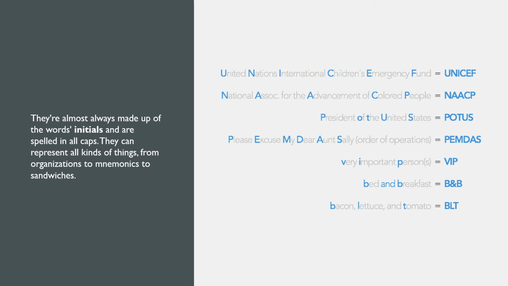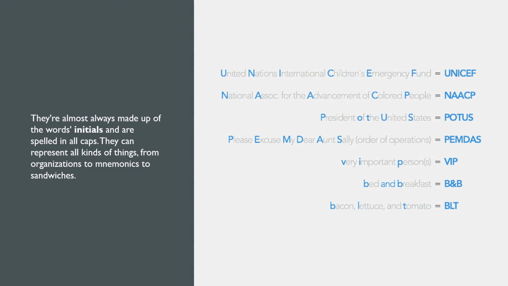There's one here for an order of operations, something we may have learned in junior high. PEMDAS, please excuse my dear Aunt Sally. It means parentheses, exponents, multiplication, division, addition, subtraction. And it is an acronym for the order of operations in a math problem. We all would like to be considered VIP from time to time, which means very important person.